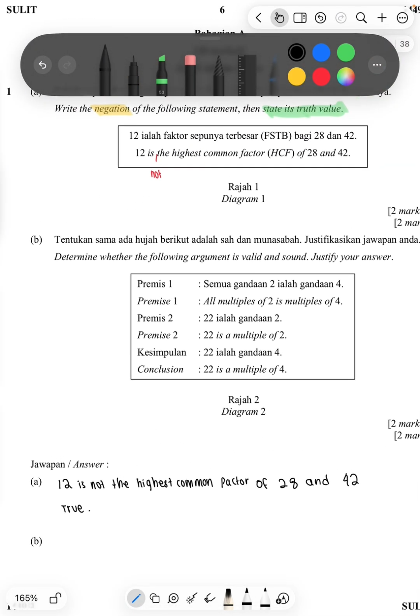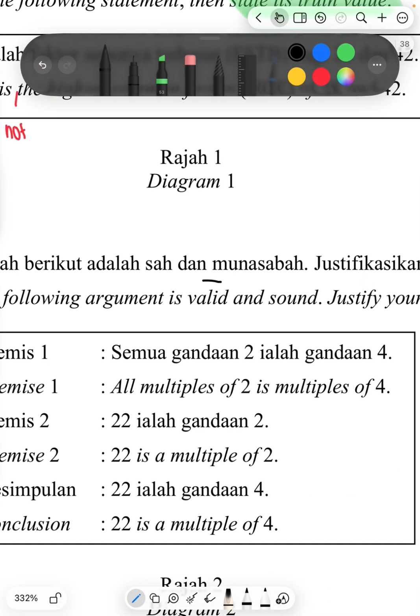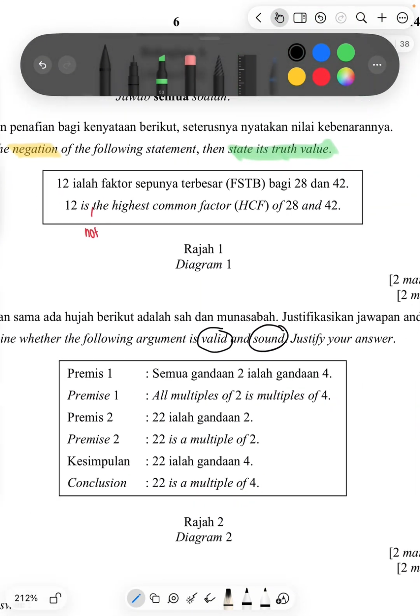Now, determine whether the following argument is valid and sound. Justify your answer. In order for an argument to be valid, it needs to be in the correct form. And in this case, it is, because we have Form 1, if I'm not mistaken. So it's in its correct form. Now, in order to determine if an argument is sound, we have to look at each premise and the conclusion. Is it correct? Now let's check.